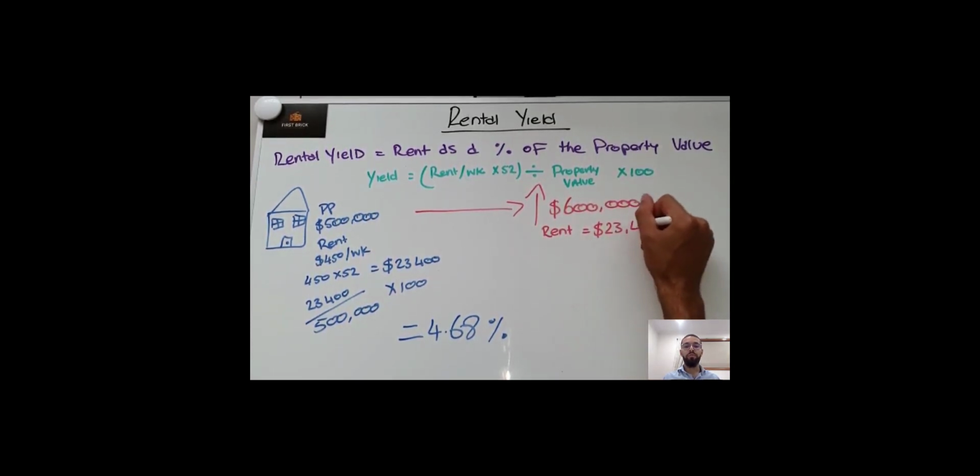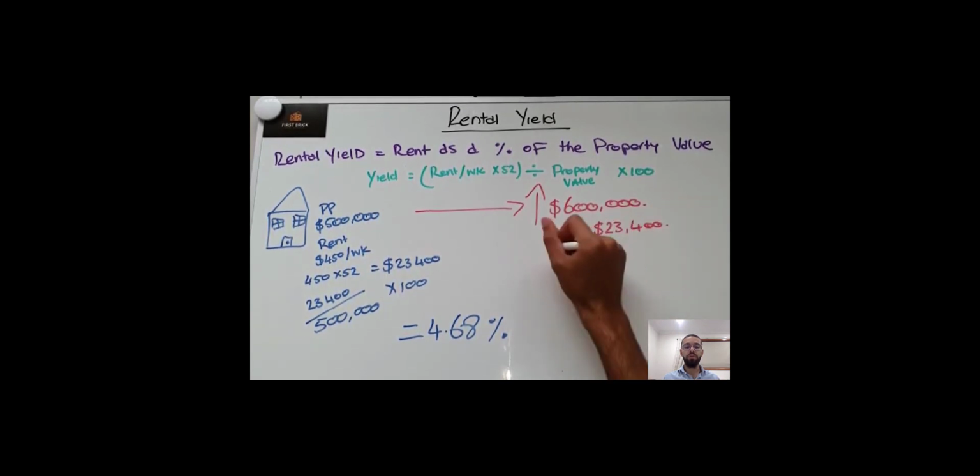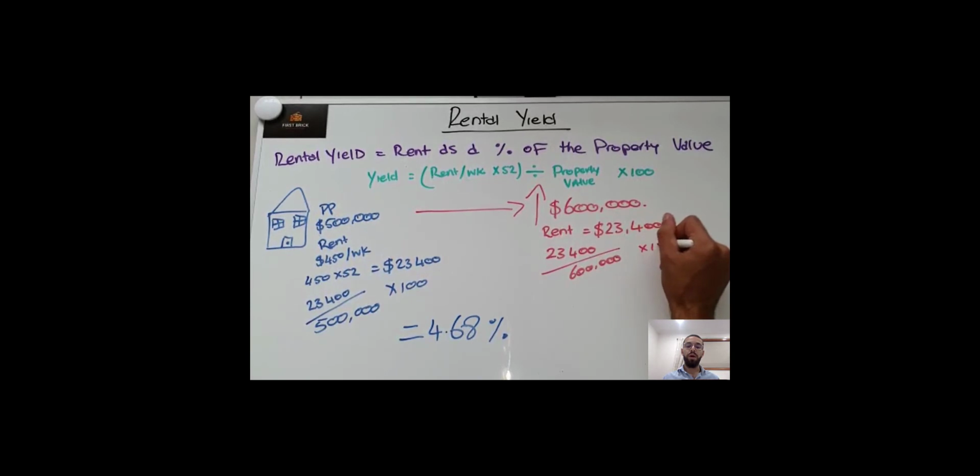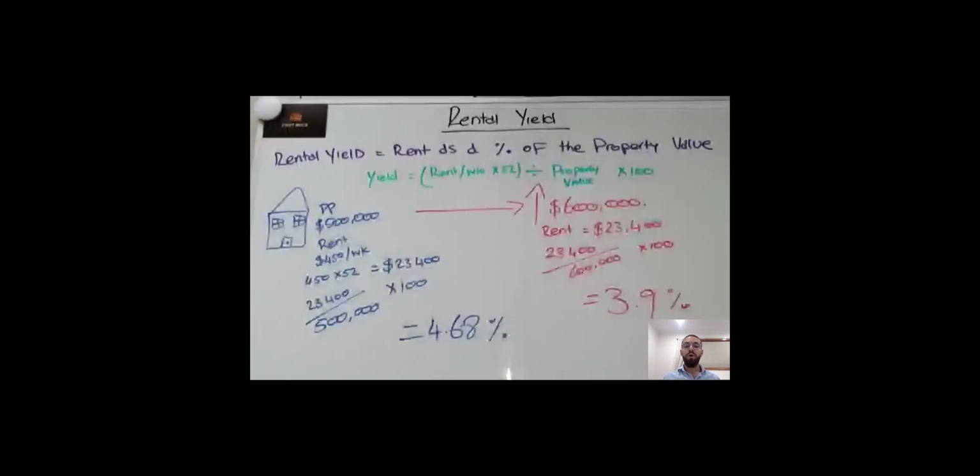We'll keep our rent at $450 a week, so it's still $23,400 per year. We divide the rent, the $23,400, by our new property value of $600,000. We times that by 100 again to get our percentage. We get a new rental yield, and that rental yield is 3.9%. So as you can see here, the rent hasn't changed, but the property value has changed, and this has given us 2 different rental yields. So 4.68% and 3.9%.